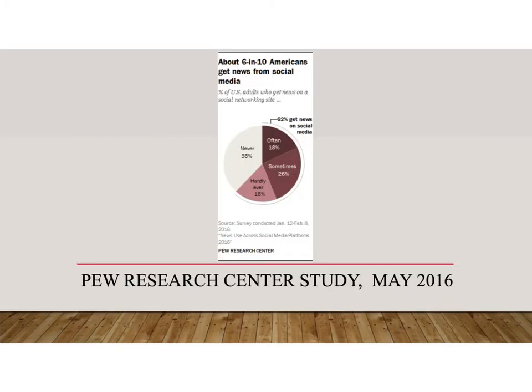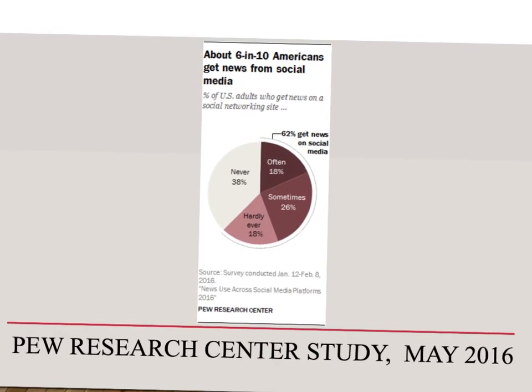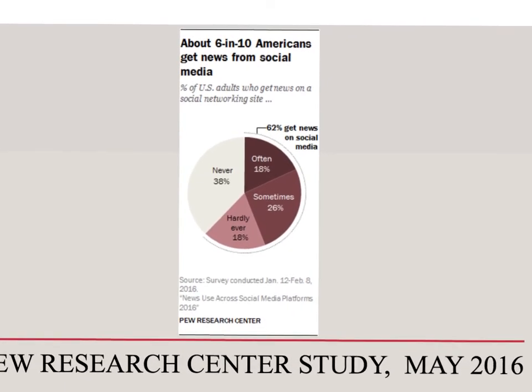Now, that was just a short little bit on news in terms of news outlets. The more popular kind of news that we're getting now is through social media. And you can see here by the Pew Research study done in May 2016, about 6 in 10 Americans get their news from social media. And you can see that 18% say often, 26% say sometimes, and 18% say hardly ever. So, if you don't count the hardly ever, then it goes down to 44%. But still, that's quite a bit, right? That's roughly half the American population that we get our news from social media platforms.